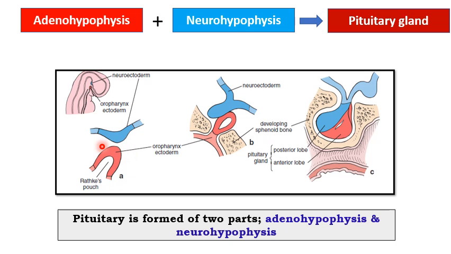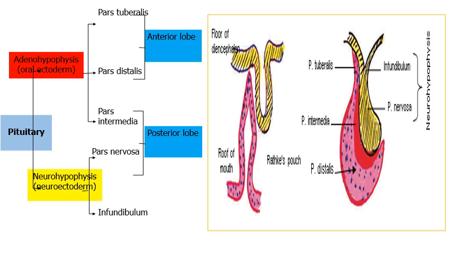Adenohypophysis arises from upward growth in the roof of the mouth, called Rathke's pouch, and neurohypophysis arises from downward growth from the floor of the diencephalon. These two parts unite together, forming the pituitary gland in the sella turcica in the base of the skull. So the pituitary gland has two components: adenohypophysis, which arises from the oral ectoderm, and neurohypophysis, which arises from the neuroectoderm.